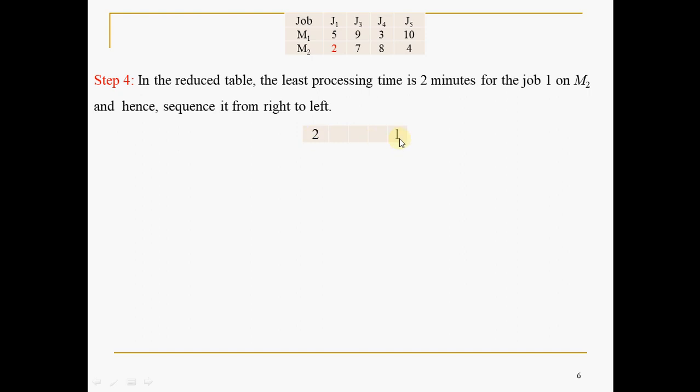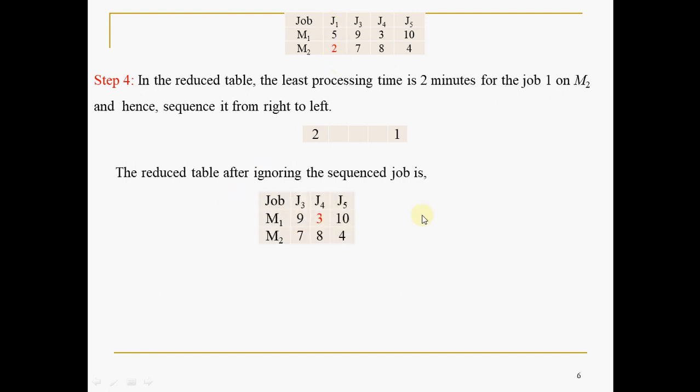Then this job you have sequenced now. Now again, cancelling or ignoring this column, that is job 1. So the reduced table will be, as I told, an iterative process till all the jobs are sequenced. So J2 and J1 are sequenced, hence they will not appear here. J3, J4, J5, M1 and M2 are there.